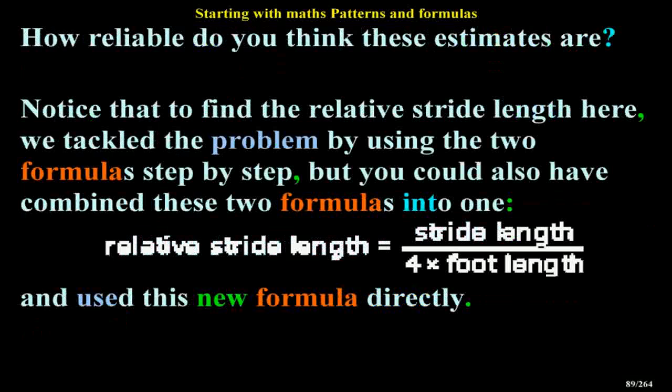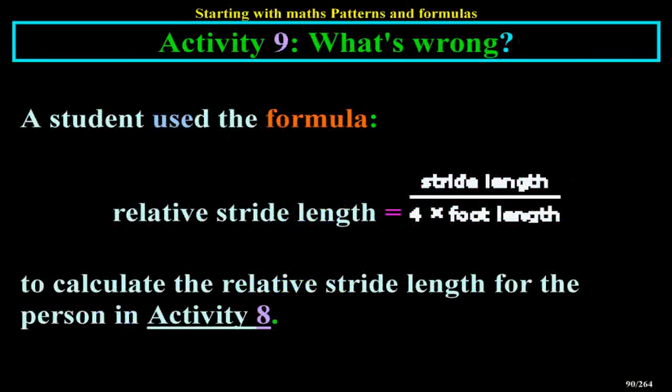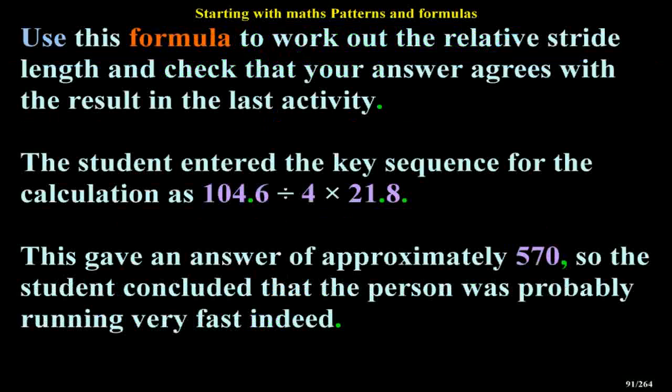Notice that to find the relative stride length here, we tackled the problem by using the 2 formulas step by step, but you could also have combined these 2 formulas into one, and used this new formula directly. Activity 9. What's wrong? A student chose the formula for relative stride length. To calculate the relative stride length for the person in Activity 8, use this formula to work out the relative stride length and check that your answer agrees with the result in the last activity.